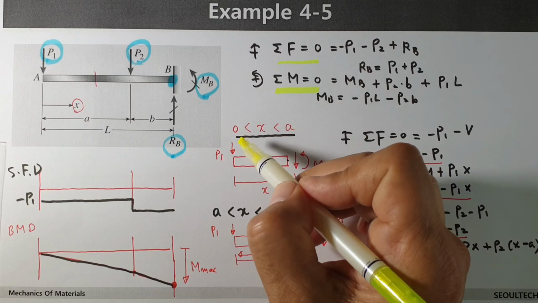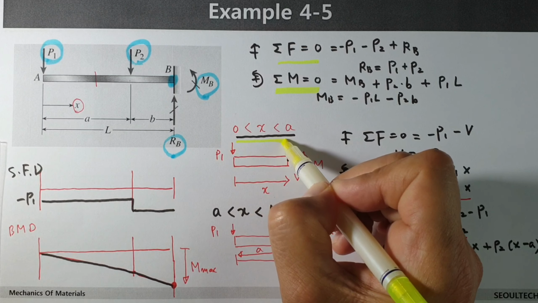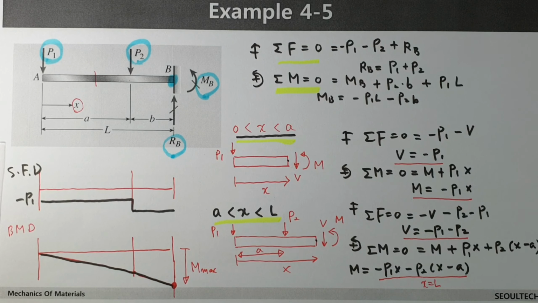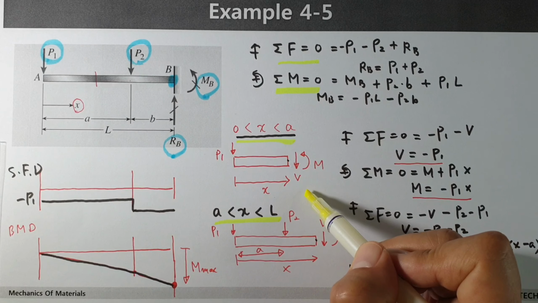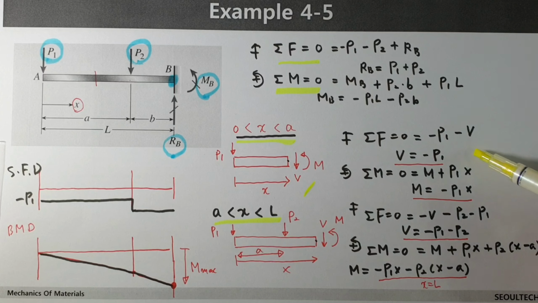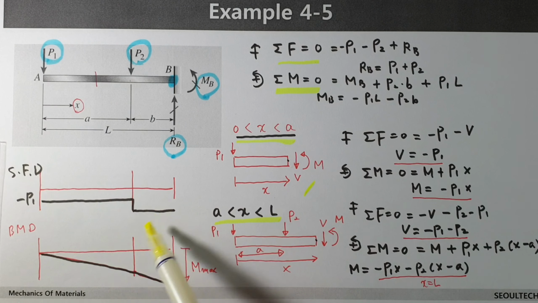The next important thing is to separate different ranges or areas, and next draw the free body diagram. Based on the free body diagram, we can calculate shear force and bending moment. When you find both of them, then just draw everything. That's the shear force diagram and bending moment diagram for this example.